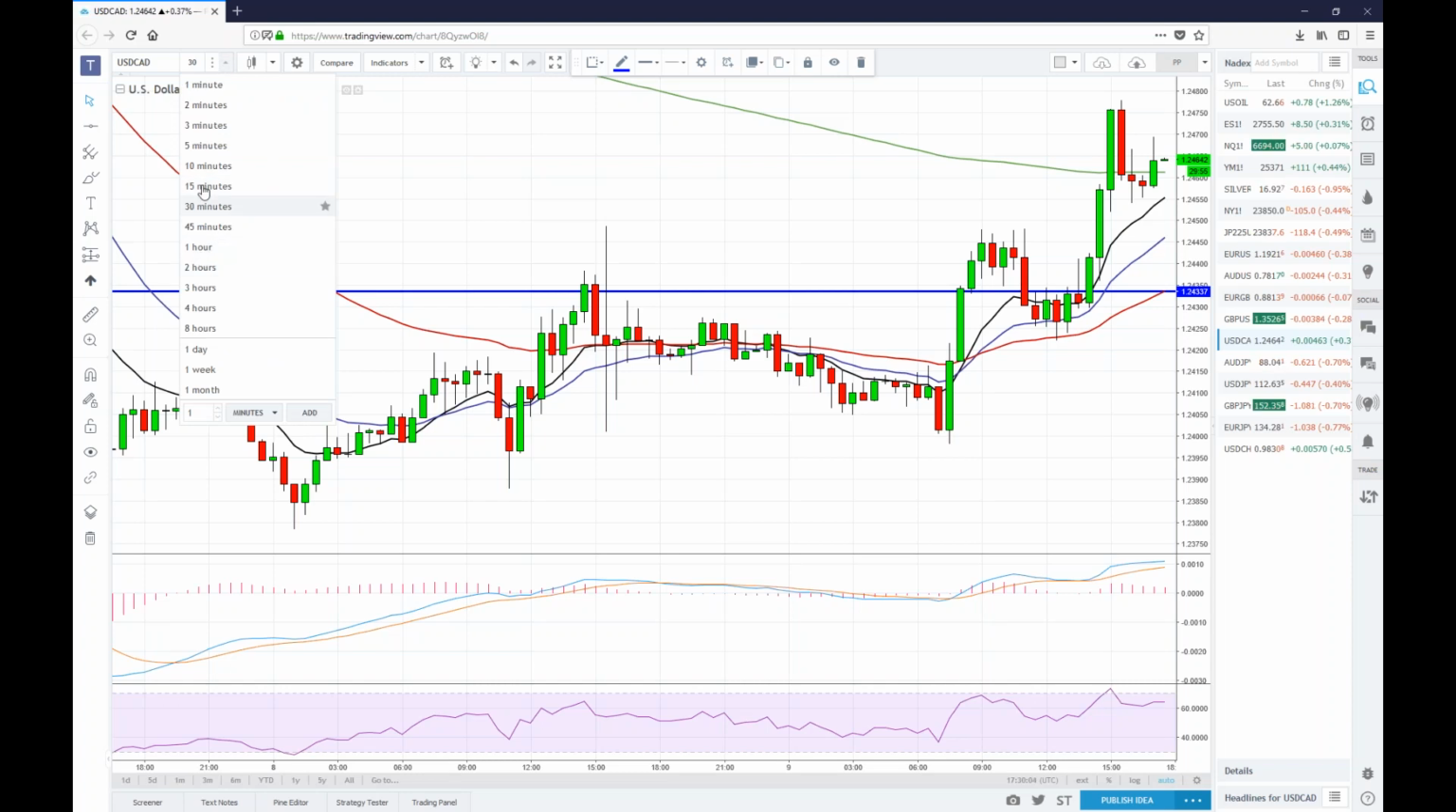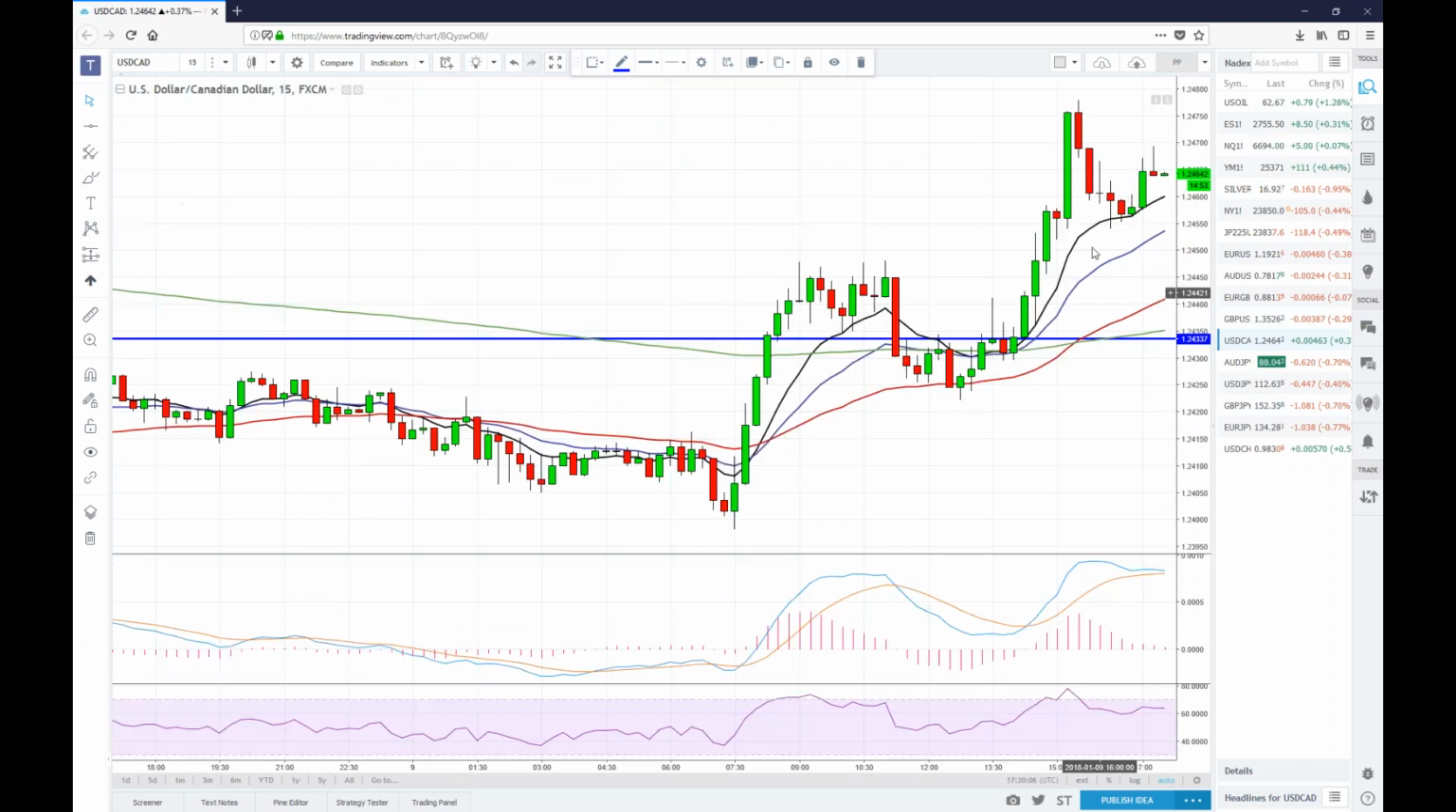Let's drop down further. Let's have a look at the 15-minute chart. And again, guys, pull back, small candle setting up here very close to the buy zone and higher trend continuation. That's the main idea. That's the main logic here.